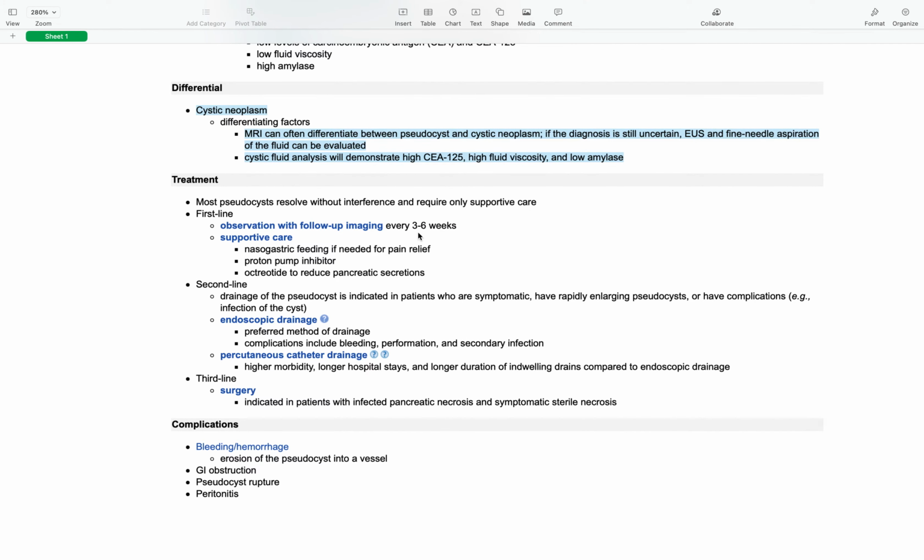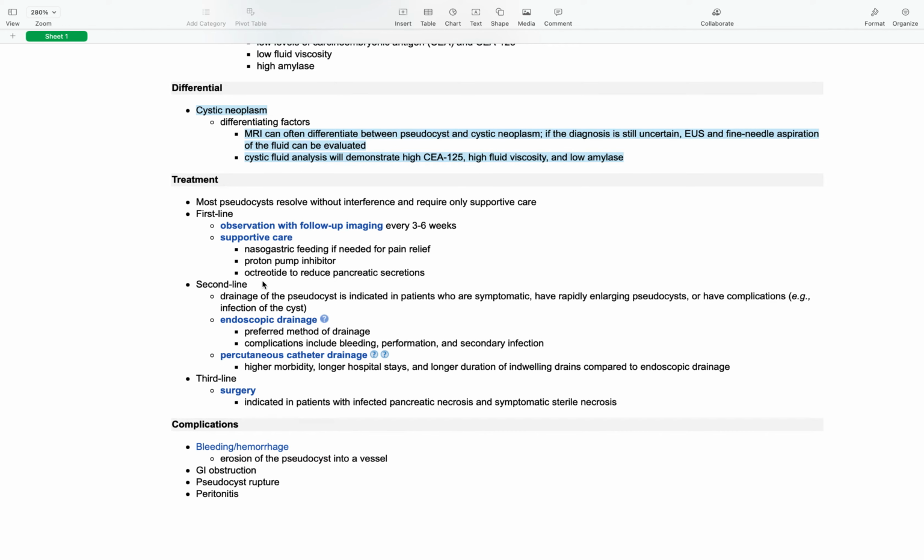First up, you will always observe with follow-up imaging every 3 to 6 weeks. This is important. You always want to follow up your patient and observe every 3 to 6 weeks. And supportive care includes nasogastric feeding or, if needed, pain relief, because you don't want the pancreas to work when it is sick. Then proton pump inhibitors, octreotide again to rest the pancreas, to reduce pancreatic secretion.